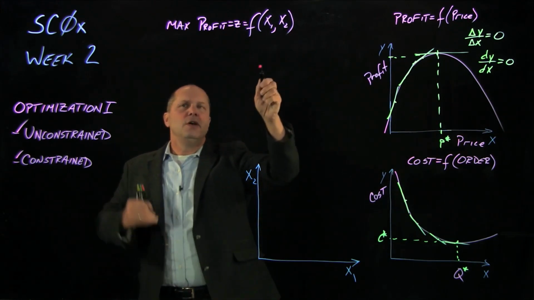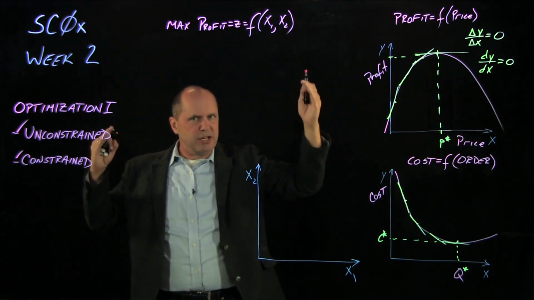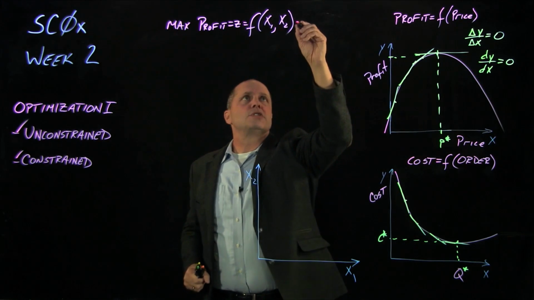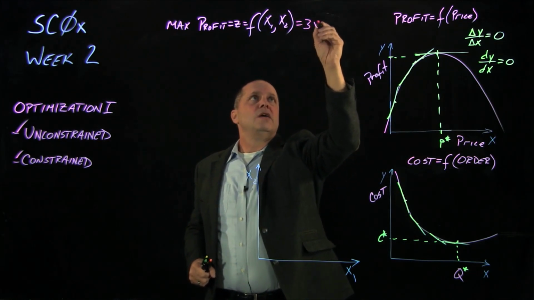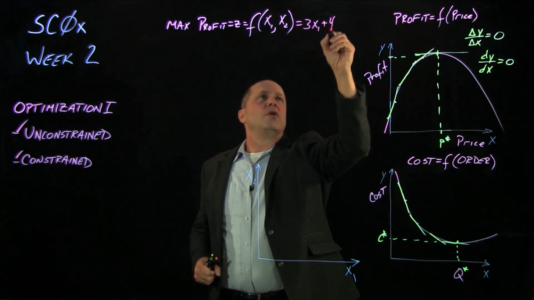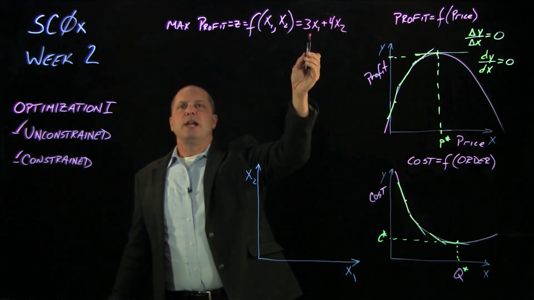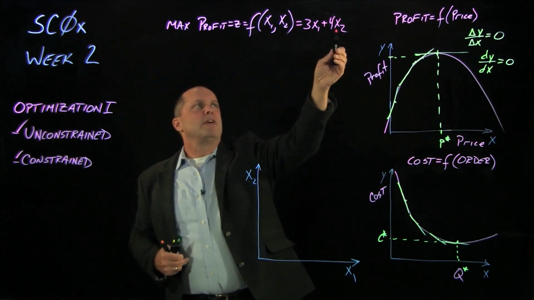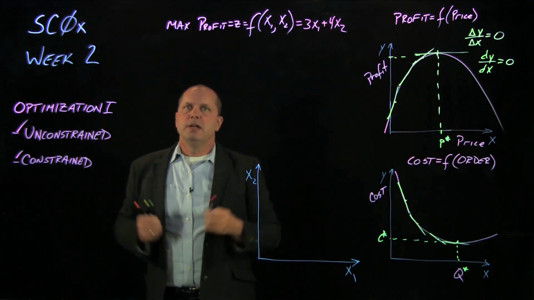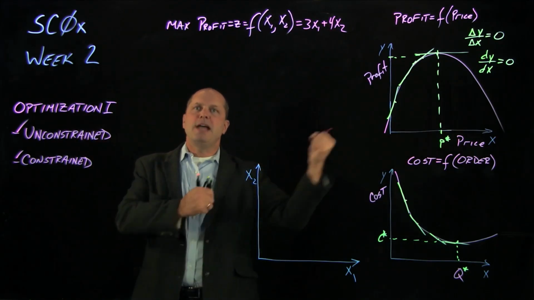And so this function, we'll restrict ourselves to linear functions at this point. So this could be something like 3x1 plus 4x2. And that's simply saying if every unit I sell of x1, I get $3, and every unit of x2, I make $4 profit margin. I want to find the x1 and x2 that maximize that.